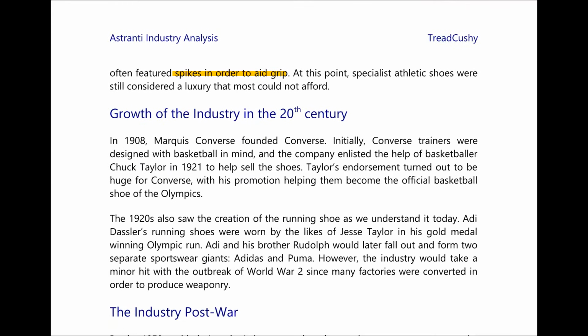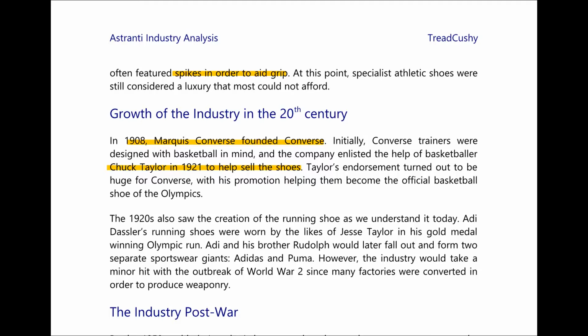In the 20th century, we started to see some of the iconic brands that we know today. In 1908, Marquis Converse founded Converse, initially designed with basketball in mind, and they became known as the Chuck Taylors after they enlisted the help of Chuck Taylor, a famous basketball player, in 1921 to help sell the shoes.